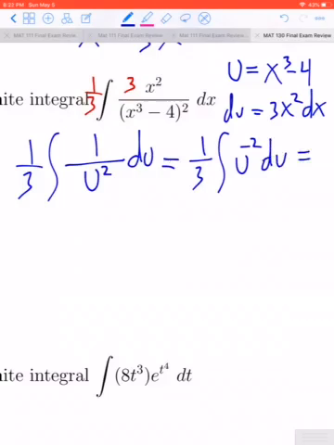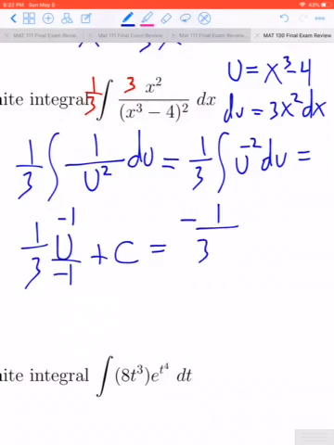We can find this antiderivative by using the general power rule. I add 1 to the power. Negative 2 plus 1 is negative 1. Divide by the new power, and then have our plus c. This is equal to negative 1 over 3u to the first, plus c. So just go ahead and simplify that.